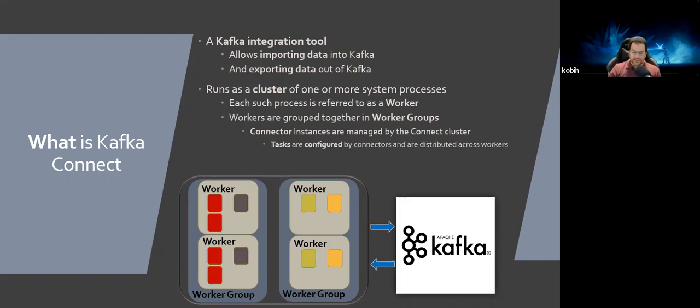Each connector has tasks, and our tasks are configured by connectors and distributed across workers. The workers are taking care of making sure that the tasks are at the desired parallelism that we defined, and if someone dies, then they will take up a new one.